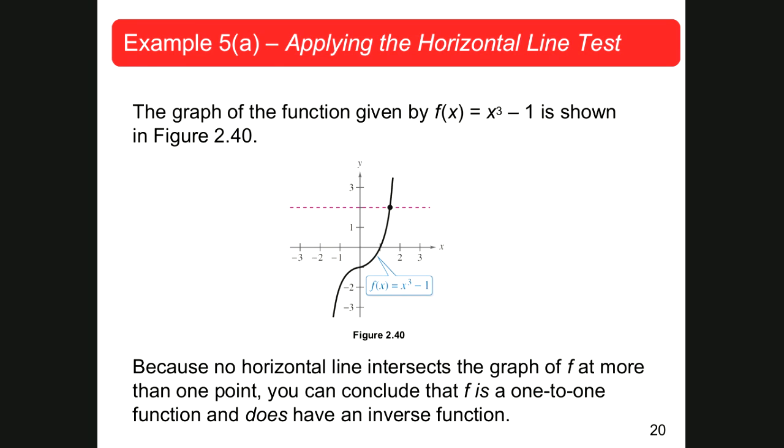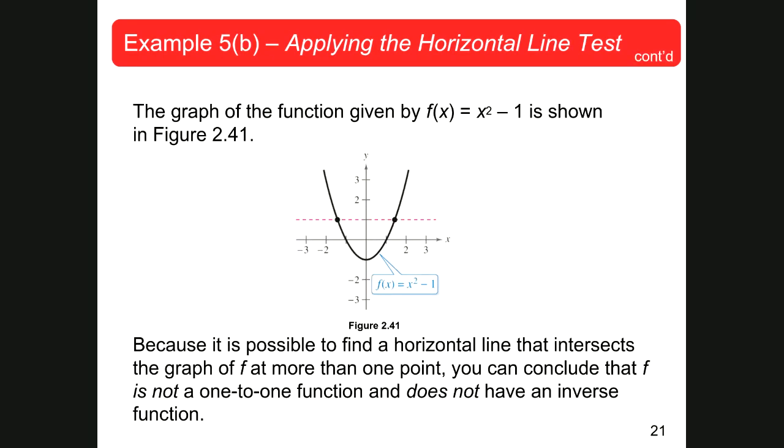Okay, so here's an example. The graph of x to the third minus 1 is shown. Here it is. Because no horizontal line intersects this, the original is a function, and that means the inverse is also going to be a function. Therefore, x to the third minus 1 is a one-to-one function.